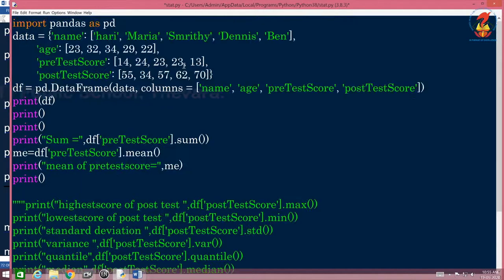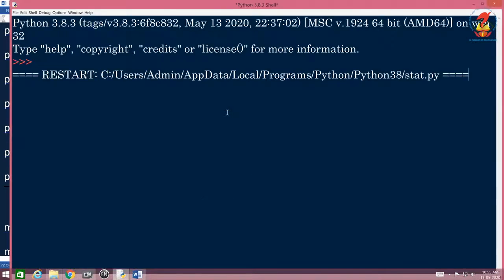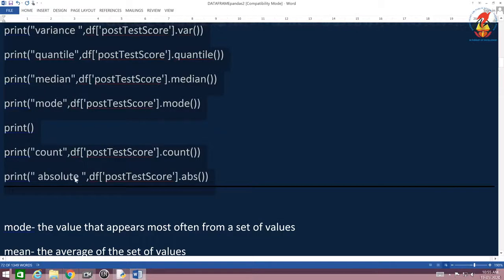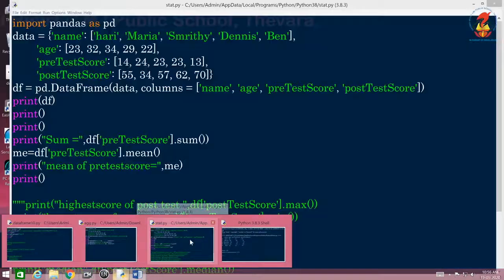So the first one, this much is there. Let's see whether it works or not. Yeah, so this is it. The sum is the pre-test score sum, and the mean of that is, you totaled it and you know how your mean is calculated. So that's how it is being displayed as 19.4. Now let us run one by one, which I have commented. Now, this is back with our program here.